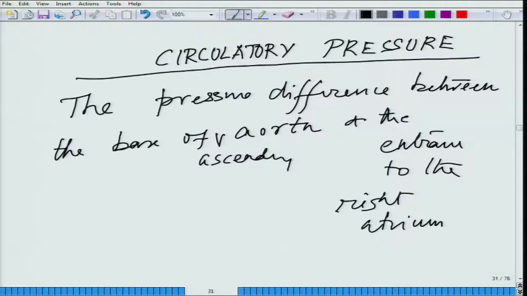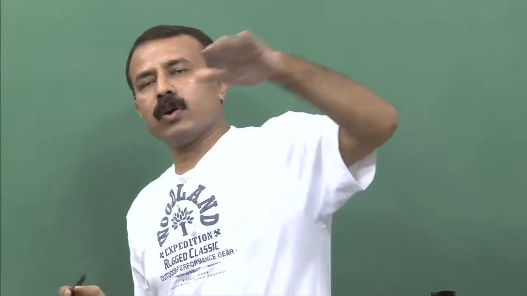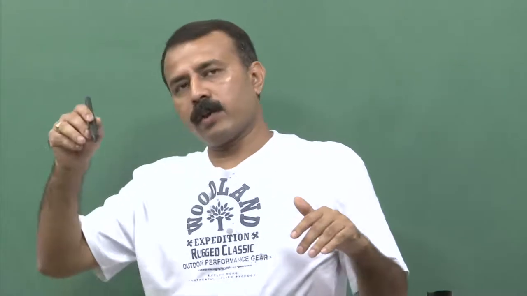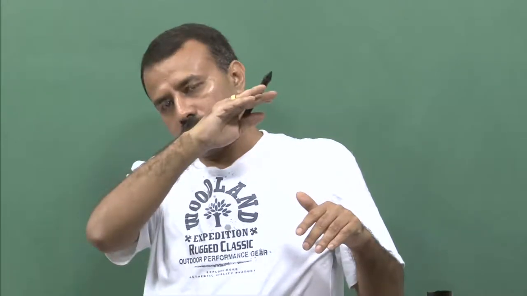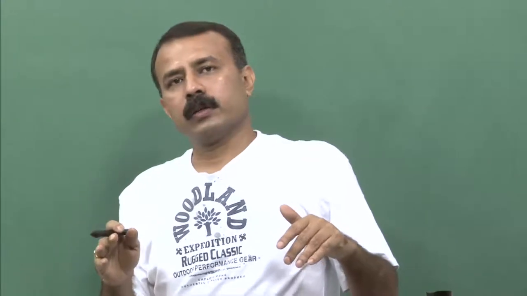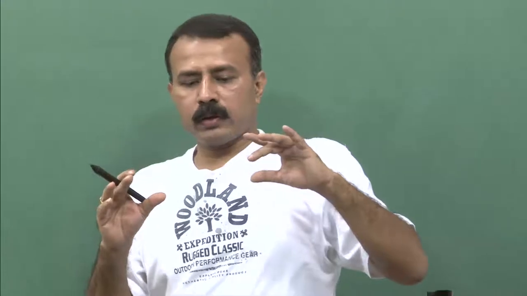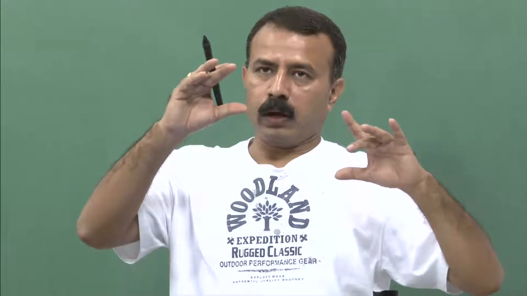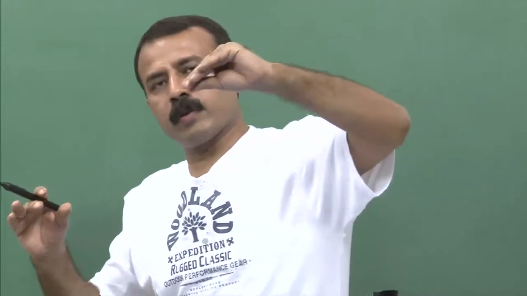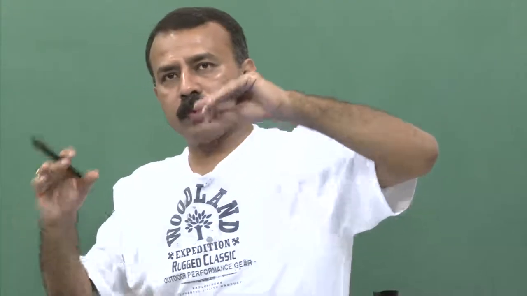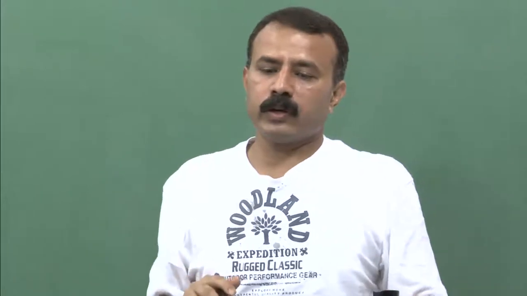So, in other words, the right atrium is the one which is receiving all the impure blood, or the deoxygenated blood, and the ascending part of the aorta is the one which receives the maximum pressure from the left ventricle, which is circulated all over the body. That pressure, as compared to the pressure with which the blood is coming back to the heart into the right atrium, that pressure difference is the circulatory pressure.